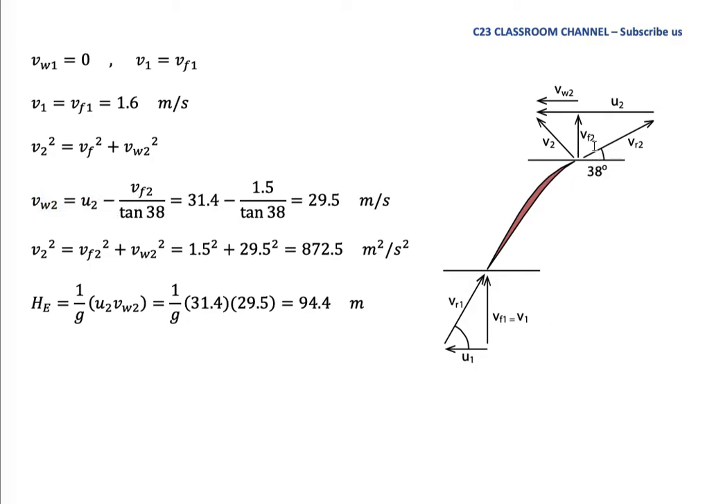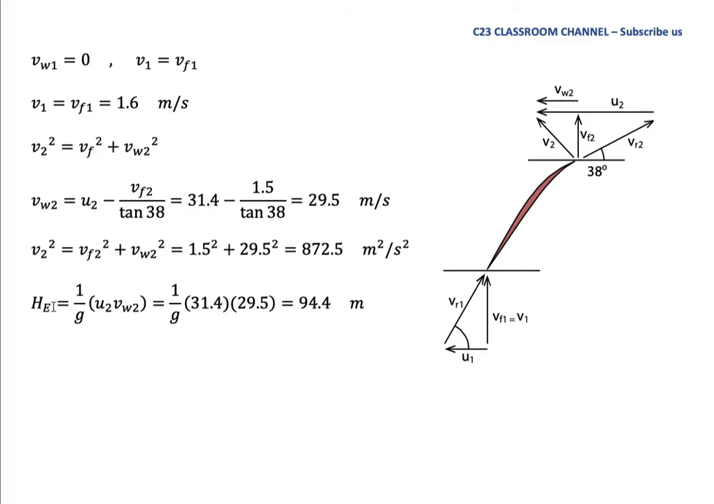So we play around with the equation. We could write Vw2 is equal to U2 minus Vf2 over tangent 38. We substitute all the parameters here, so we get Vw2 is equal to 29.5 meter per second. So we substitute into this equation. We have Vf2 square, 1.5 square here, and Vw2 square, so this is 29.5 square, and then we have 872.5 meter square over second square.